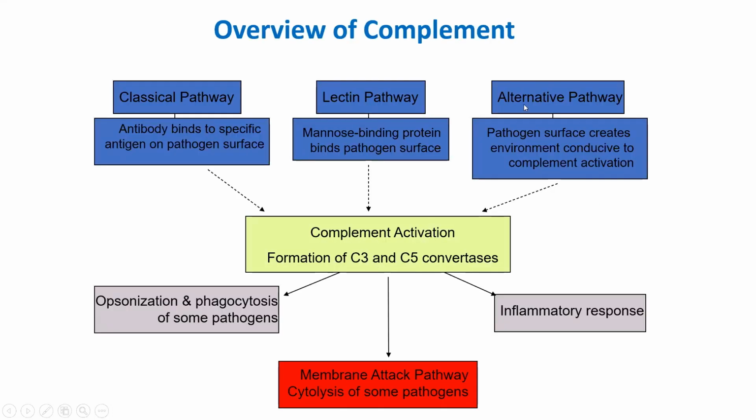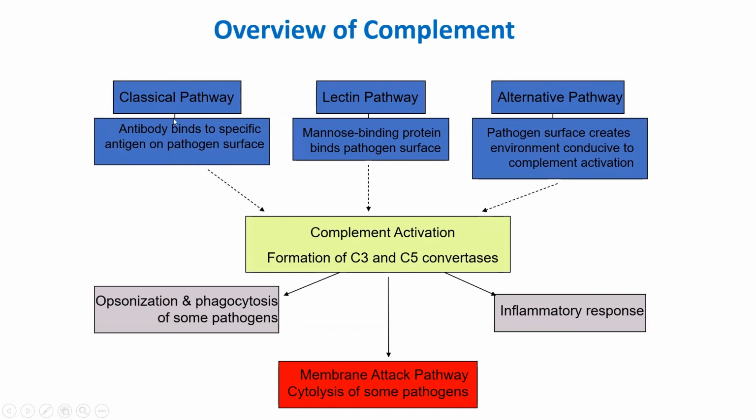We have three main pathways: the classical, the lectin pathway, and the alternative pathway. All of them normally come together at the point of formation of a C5 convertase, and thereafter you end up having a membrane attack pathway. We have certain other elements or responses as well. However, the main thing for the complement system is the membrane attack pathway, which leads to lysis of the pathogen. In this case, we will focus on the classical pathway, and each pathway has specific elements that activate it.